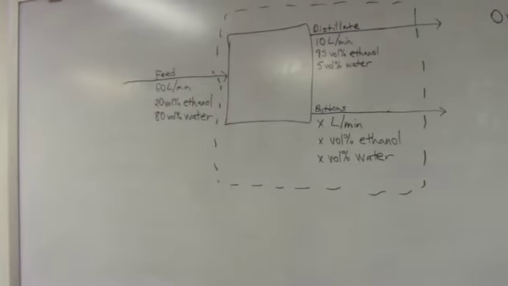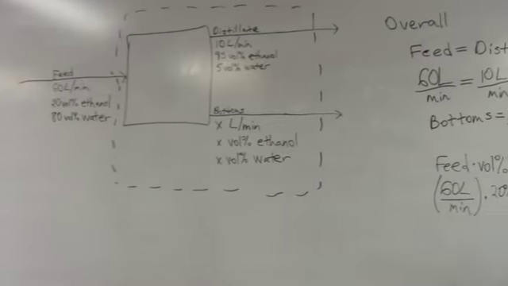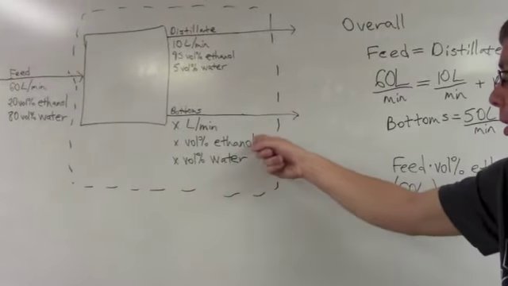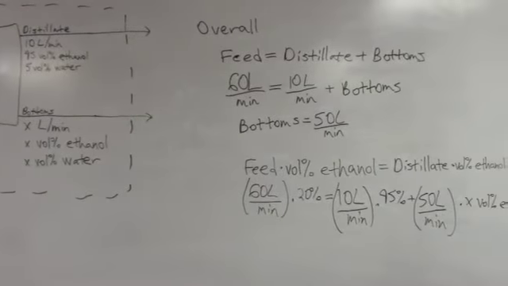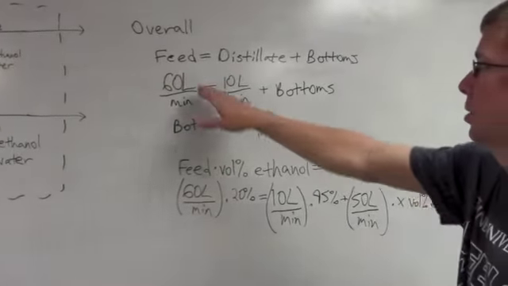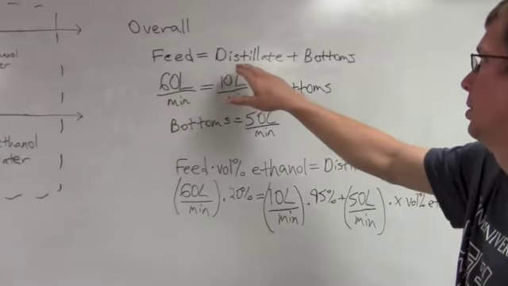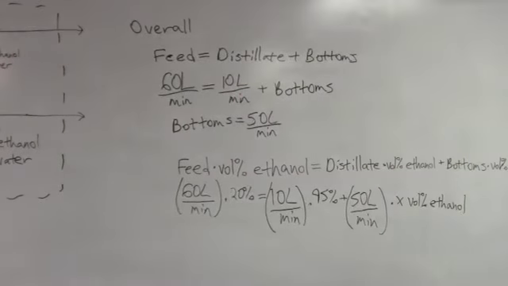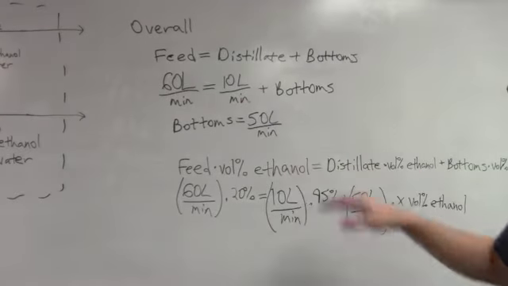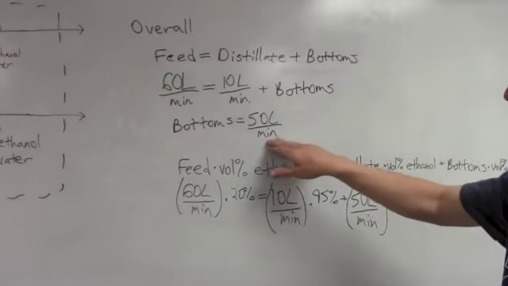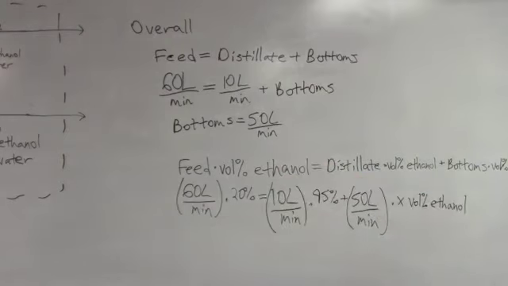Next step is to figure out your missing components, which in this case is the bottoms flow rate and its composition. So in order to figure that out, we'll start with the overall material balance. In my case, it'll be feed, the input, is equal to the distillate plus the bottoms, which is your outputs. So we set this up here using our known flow rates. Using that, we can figure out our bottoms flow rate is 50 liters per minute.